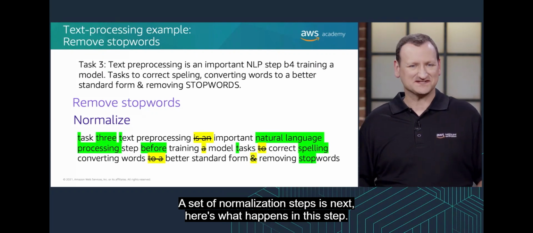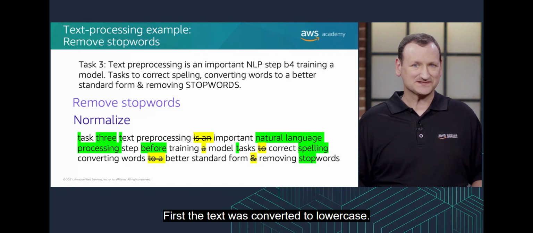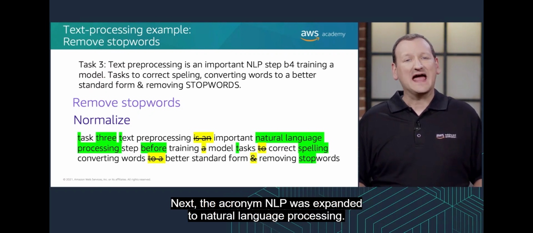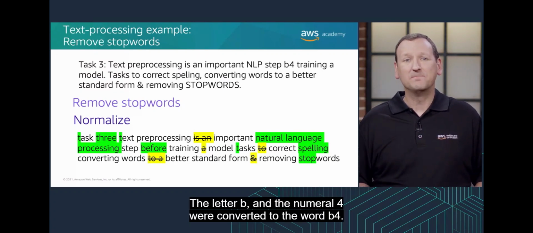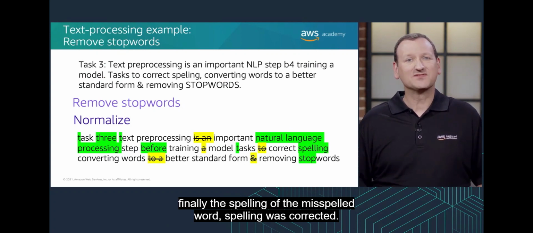A set of normalization steps is next. Here's what happens in this step. First, the text was converted to lowercase. Next, the acronym NLP was expanded to Natural Language Processing. The letter B and the numeral 4 were converted to the word before. Next, the punctuation was removed. And finally, the spelling of the misspelled word spelling was corrected.